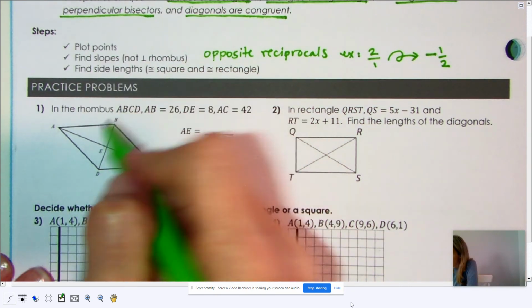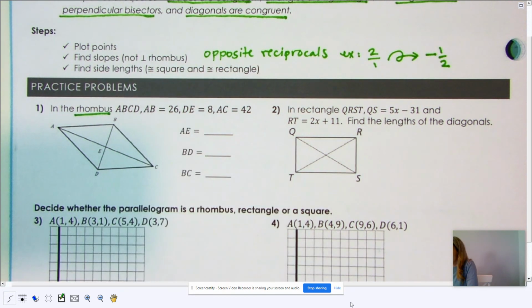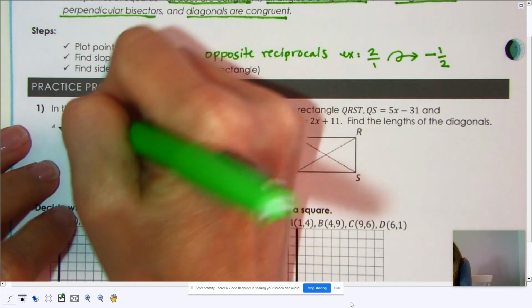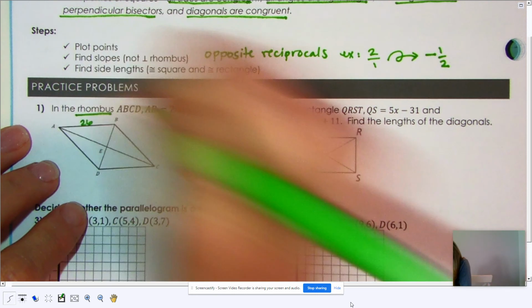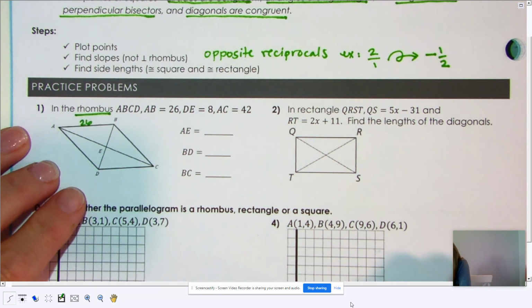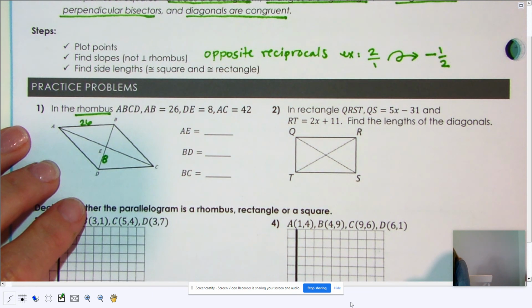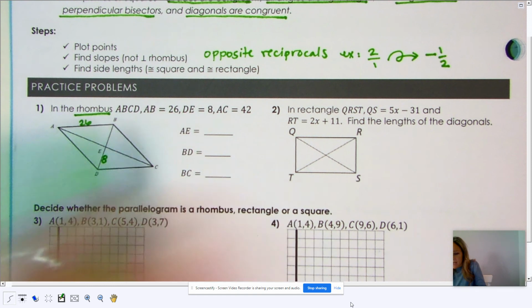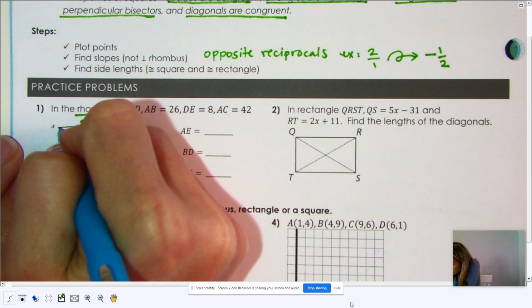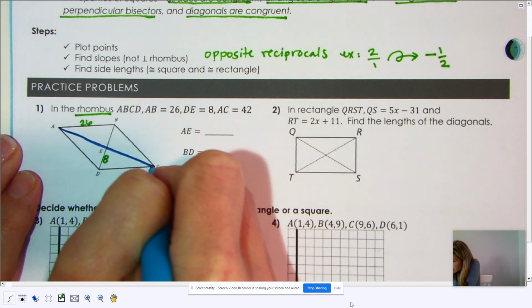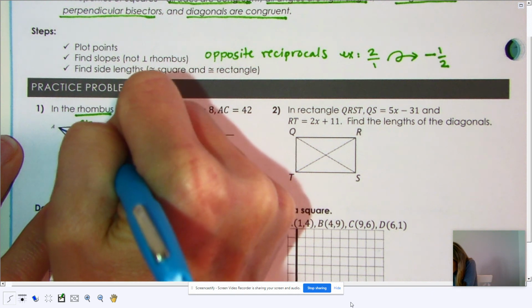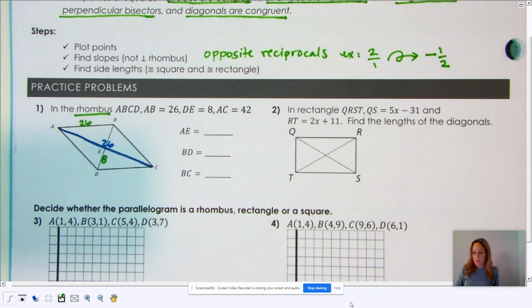So this one tells us that it is a rhombus. It tells us that AB is equal to 26. It tells us that DE is equal to 8. It tells us that AC, this whole diagonal, is equal to 26. Okay, so now we have to fill in the missing parts.